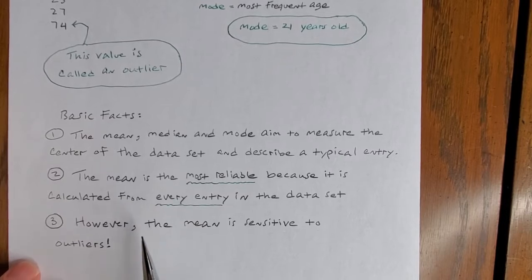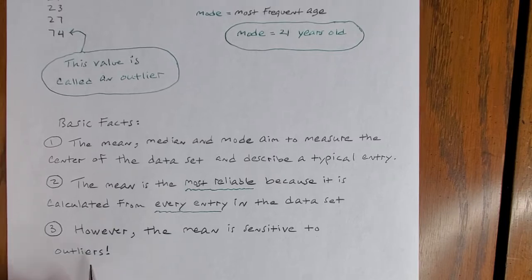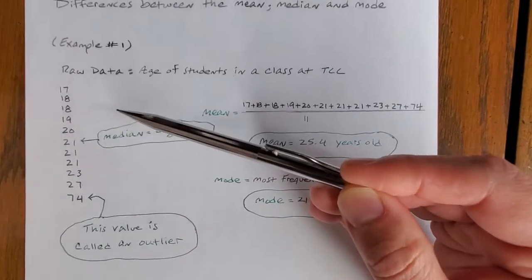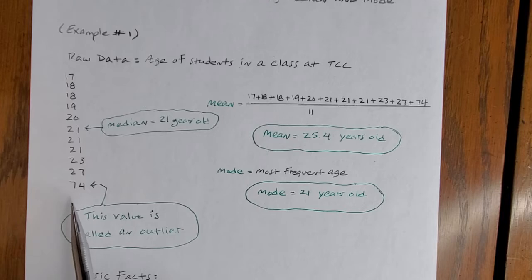And here's the big one. The mean is very sensitive to these things called outliers. I think I made a brief mention of an outlier in another video. I can't remember which one it is, but I've mentioned it already. So the outlier of a data set is the one number that's really far away from the others.